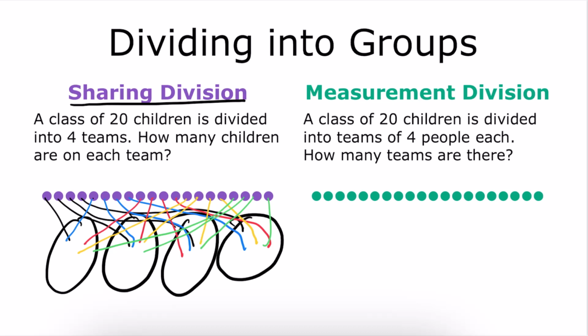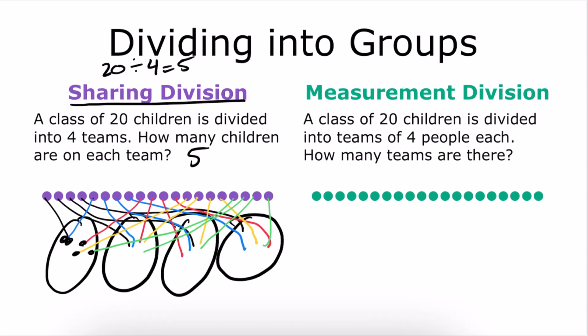But basically you count up the number of children that end up in each team. So we've got the black one, the blue one, the red one, the yellow one, and the green one. And so each team has 5 children in that team. And this is one way that you can model the problem 20 divided by 4 equals 5.